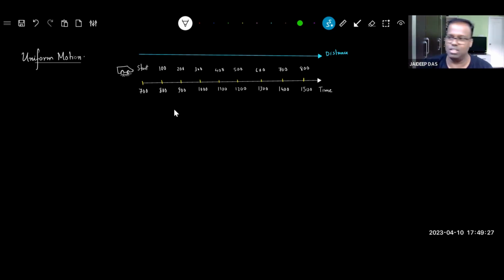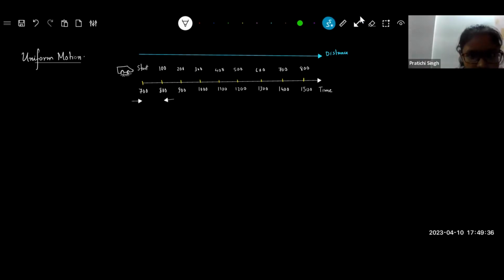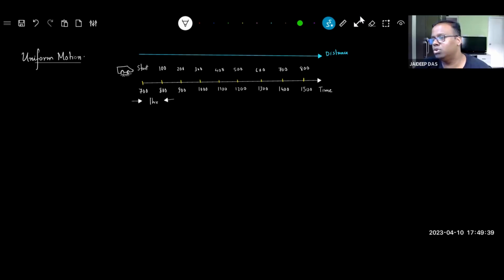Now let's try and question ourselves. What is the gap from here to here? What is the gap in time? 1 hour. So don't you think every time interval is a 1 hour gap out here? Everything is a 1 hour gap. Look carefully. 1 hour, 1 hour, 1 hour, 1 hour, and 1 hour. Can I call these equal intervals of time? Okay. Equal intervals of time.